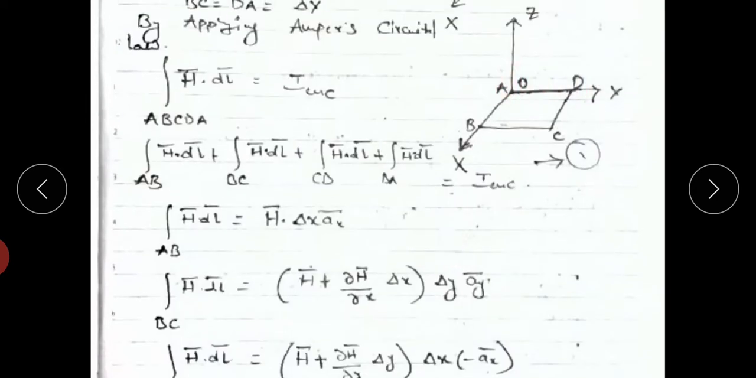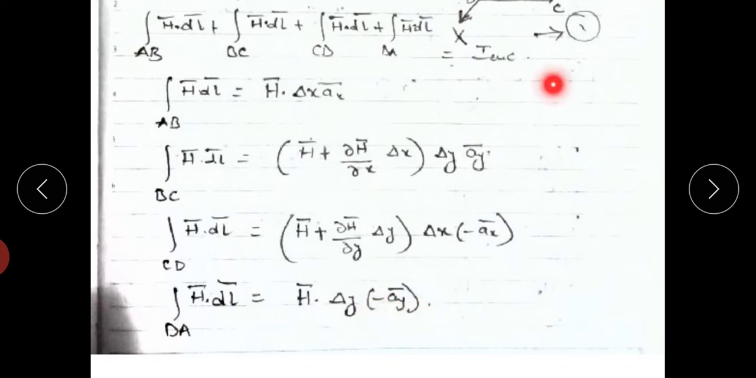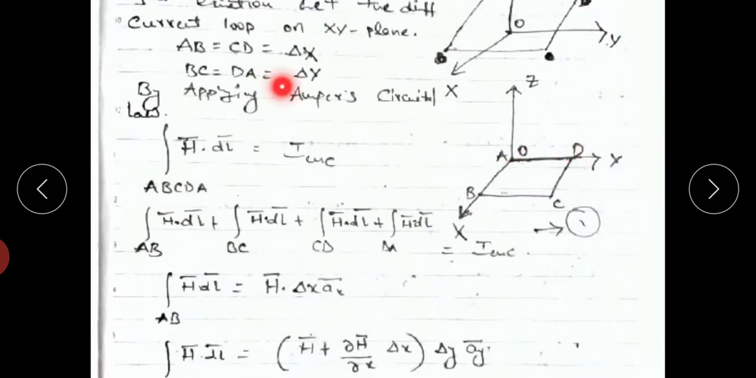Next, similarly, the DA side integration. The DA side lies on the Y axis and it is opposite to the Y axis. So the DA side integration equals H bar dot delta Y into minus Ay bar. Why? Because DA is opposite to the Y axis, so the unit vector equals minus Ay bar and the DA length equals delta Y.